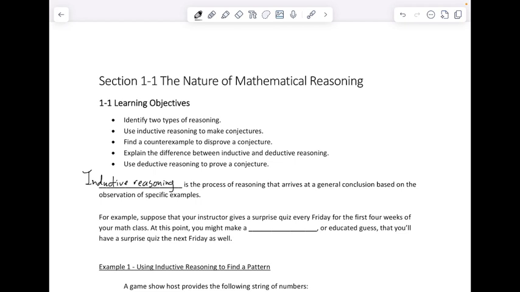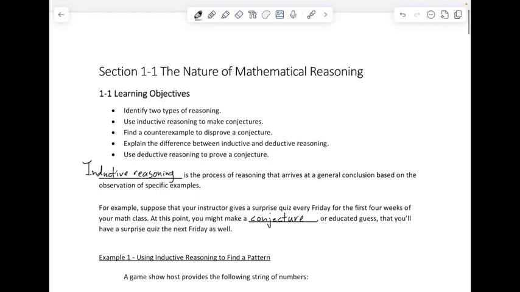For example, suppose that your instructor gives a surprise quiz every Friday for the first 4 weeks of your math class. At this point, you might make a conjecture. And a conjecture is essentially an educated guess. So we'll make an educated guess that you'll have a surprise quiz the next Friday as well.